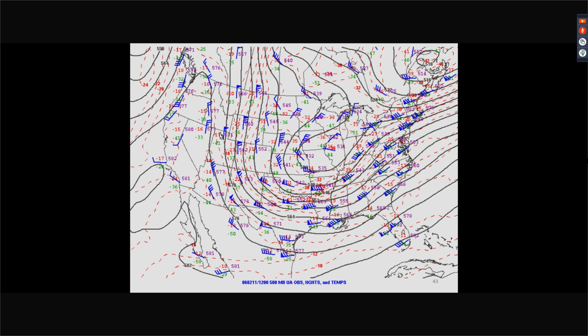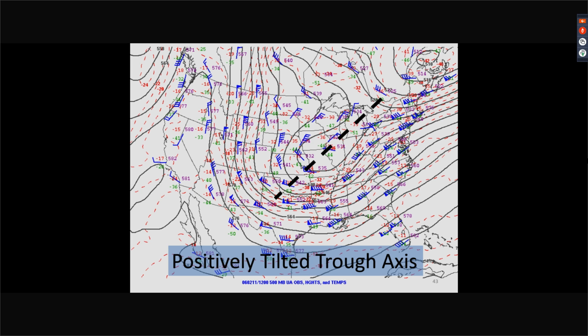Okay, so the bigger part that I want to point out here is the position or tilt of the trough axis. You heard me say that earlier. The position or tilt of the axis tells us a lot about what we can expect the reflection of the weather to be at the surface. So this position that we're seeing here is what's known as a positively tilted trough axis. I superimposed this black dotted line on here because I wanted you to see where the axis of the trough is.